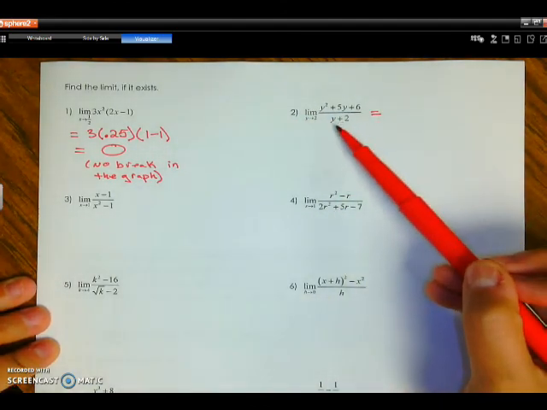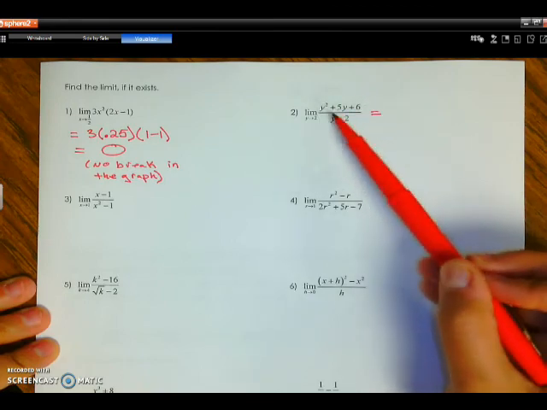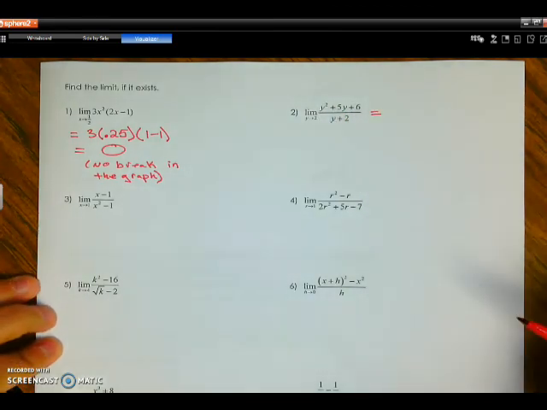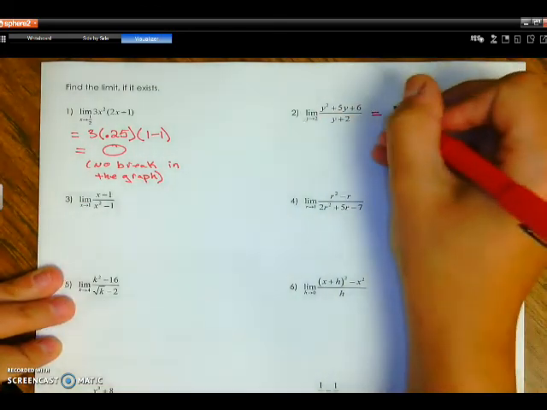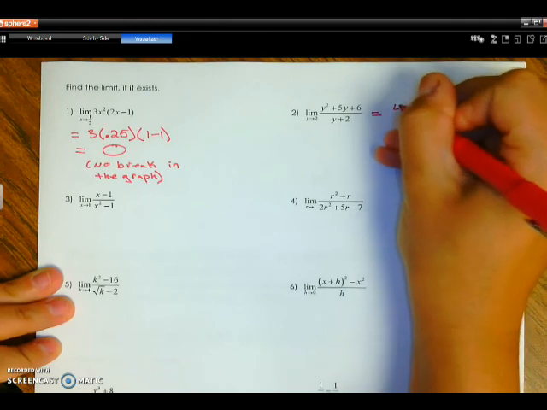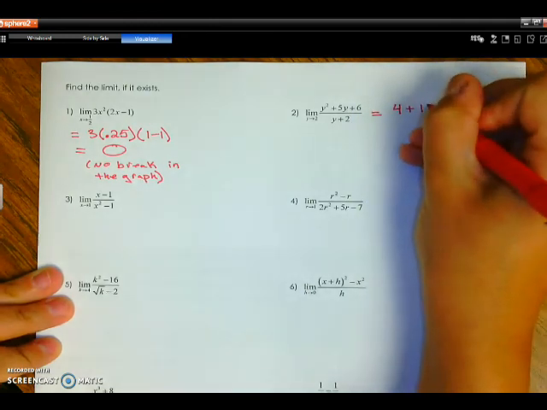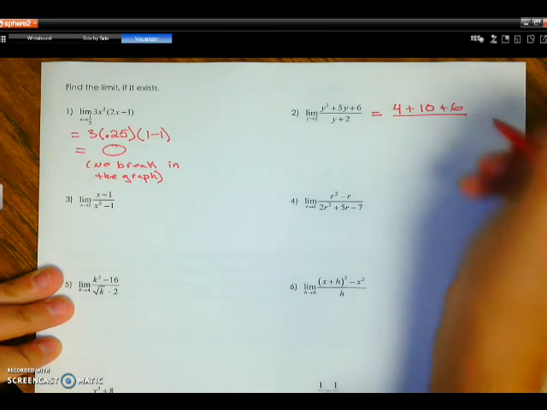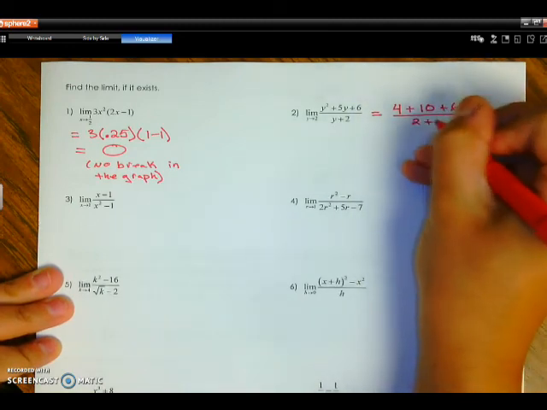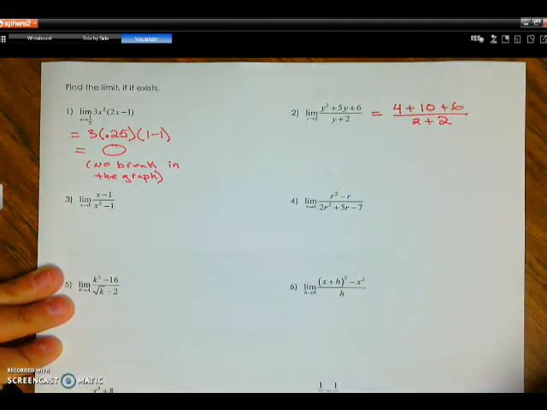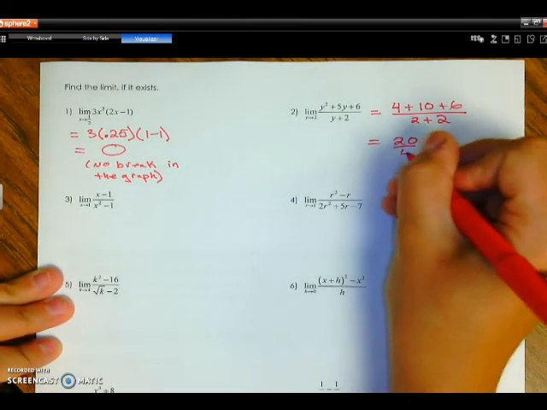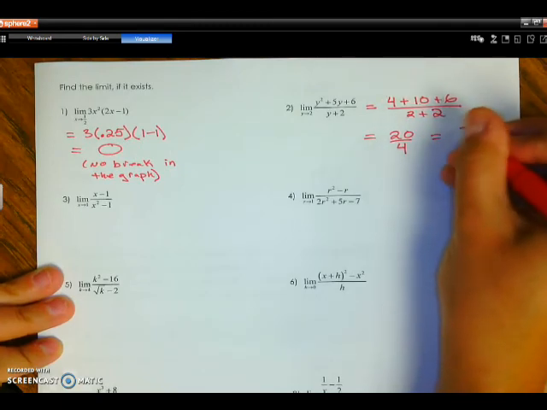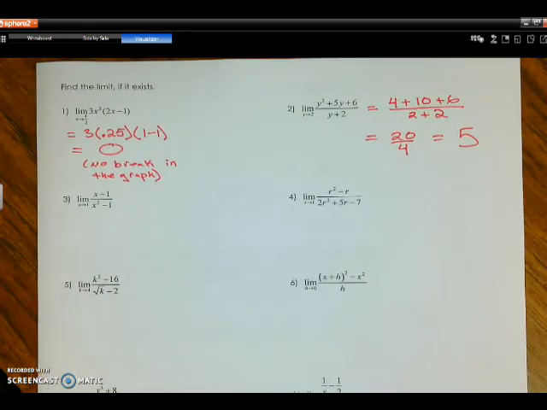If you wanted to type this into your calculator, you would just type this graph in as x squared plus 5x, right? Doesn't matter the variable. But I'm going to go ahead and plug in wherever I see a y. I just plug in a 2 there. So it'll be 2 squared is 4, plus 5 times 2 is 10, plus 6 over 2 plus 2. Okay, so with that, let's see, what is that? Oh, 20 over 4, and 20 divided by 4 equals 5. So here, the limit as y approaches 2 is indeed 5.